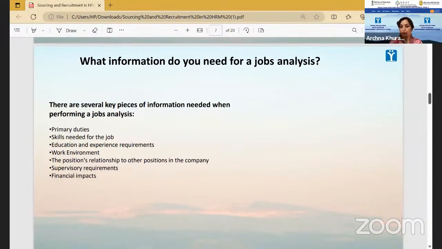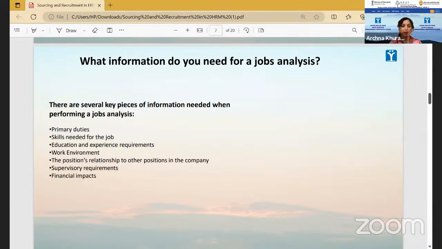Then, what information do you need for a job analysis? What are the things that you need to gather, like we just talked about in the first point? Your primary duties. Suppose you are hiring for an HR executive: what are the primary responsibilities or duties I will have to do every day in the organization? Then skills needed for the job: additional to my qualification and eligibility criteria, what other skills are required to perform that job?